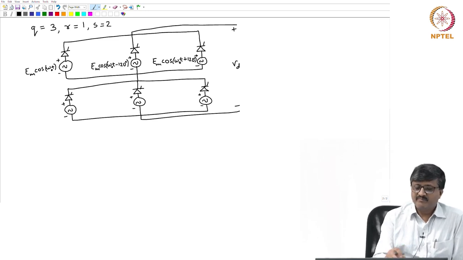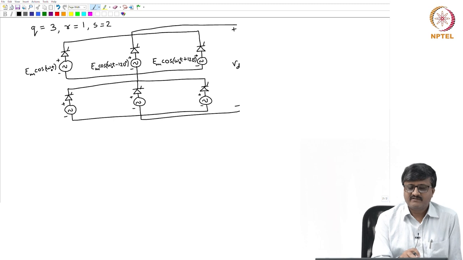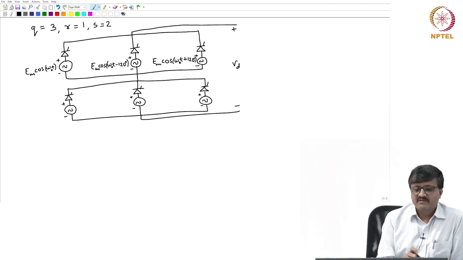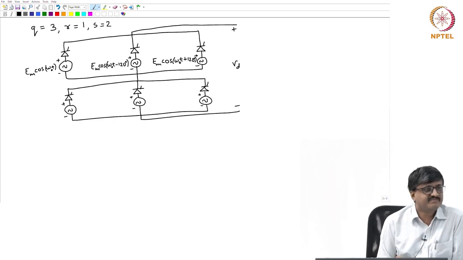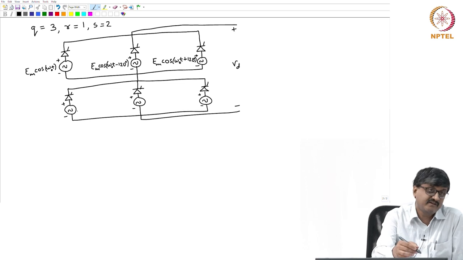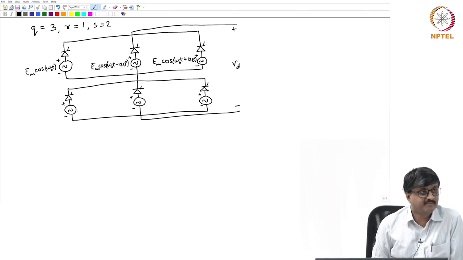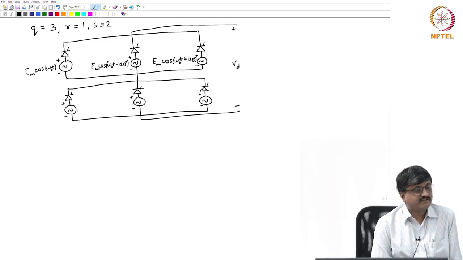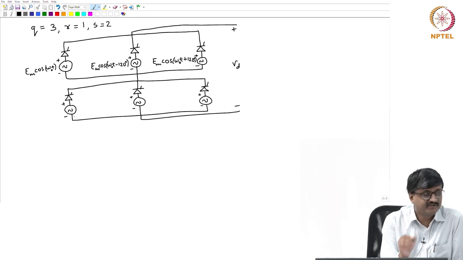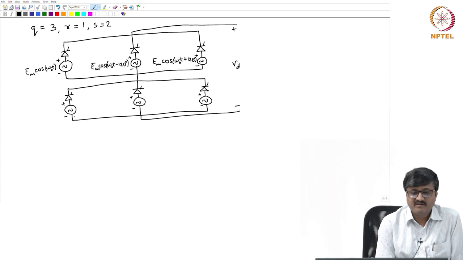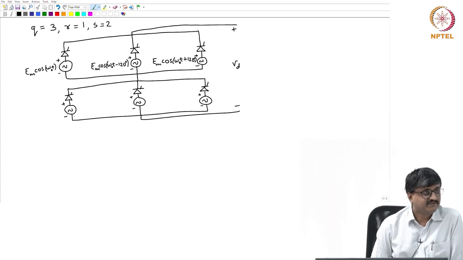Now, there is one more basic commutation group. There are 3 sources in that commutation group as well. So, the voltages of these 3 voltages in the second commutation group also are displaced by 120, but these voltages are not in phase with the original voltages, that is the voltages of the first commutation group. So, what will be the voltage of the voltage source in the second basic commutation group? Let me take the first voltage source. Of course, the peak values are all same, Em.